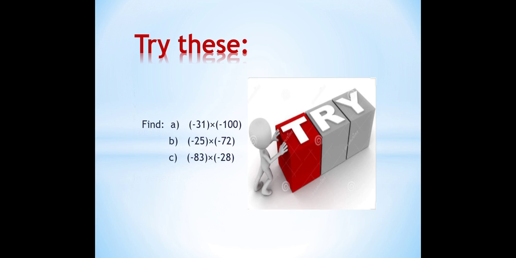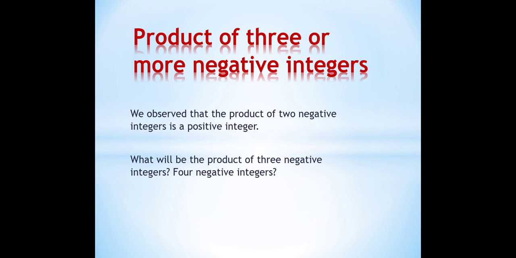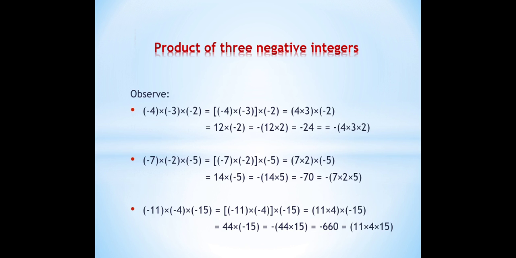Now when the number of negative integers is odd, like the product of 3 negative integers, here we multiply 3 negative integers, minus 4, minus 3 and minus 2. There are 3 negative integers and 3 is odd, so this time the result will be negative, like minus 4, minus 24, minus 70, minus 660, all negative integers.